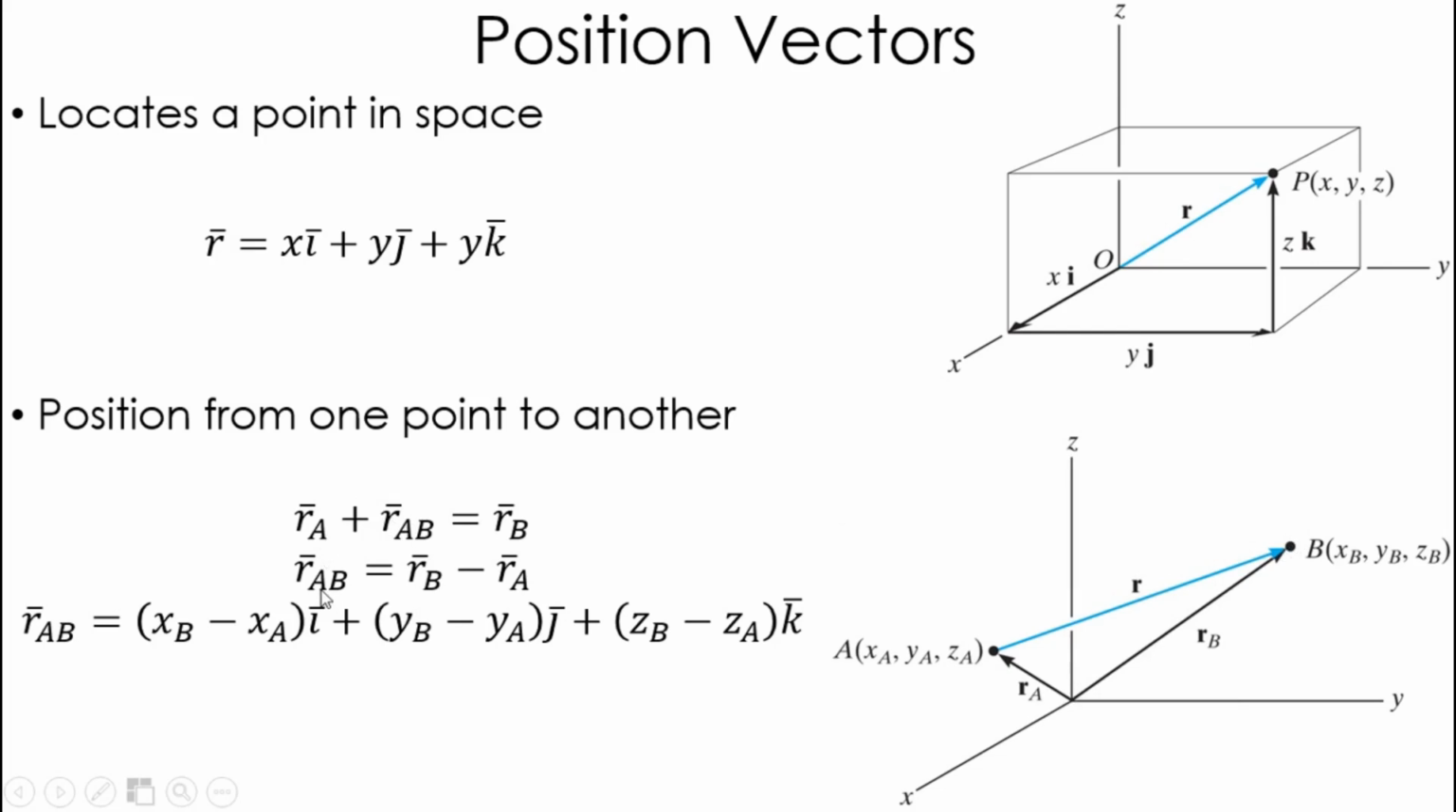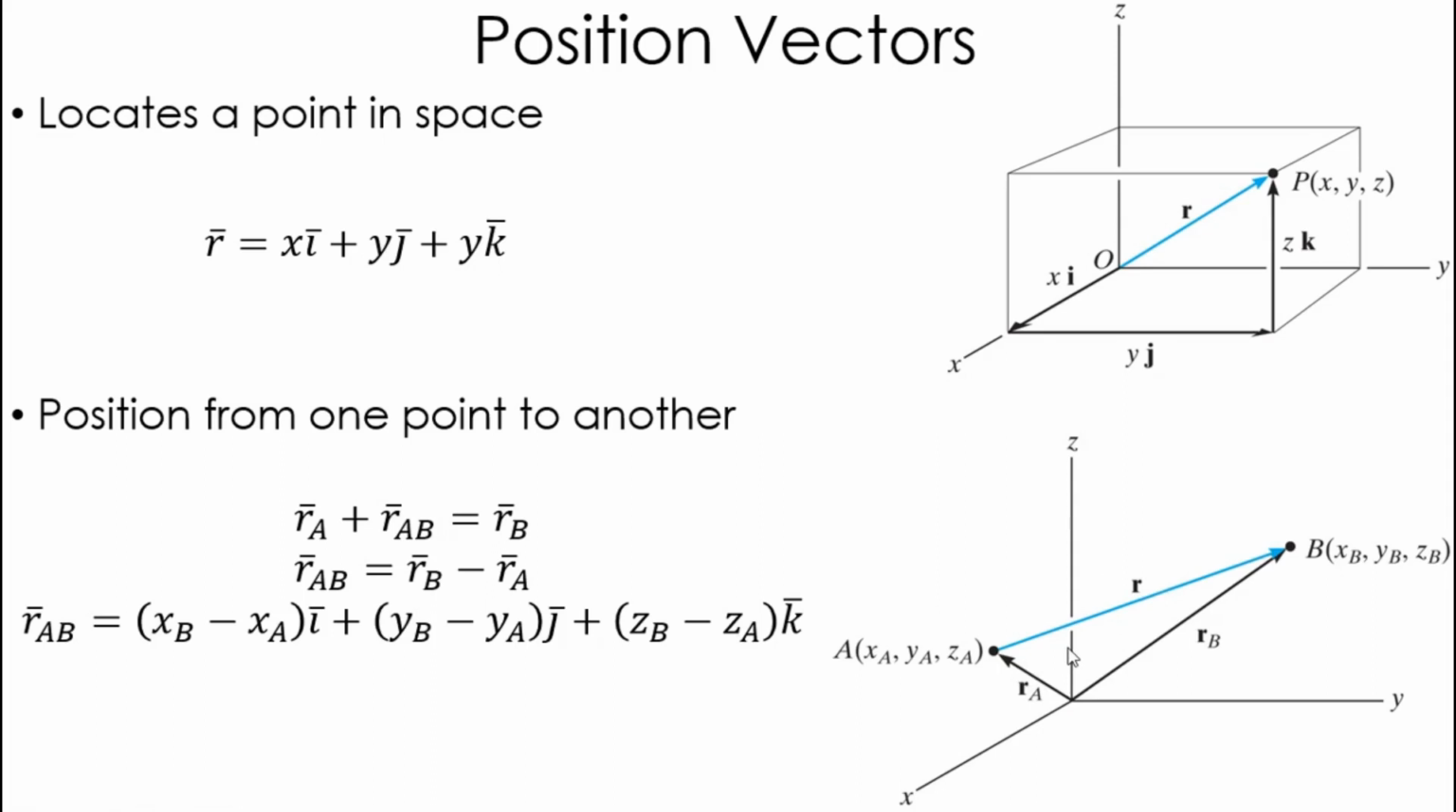So rearranging that and solving for the position vector between the 2 points, r_AB is just going to be the position of B minus the position of A. It's always final minus initial, basically where you're going minus where you started. I can do that for each component: final minus initial in the x direction, final minus initial in the y, and final minus initial in the z. That's really how I can find a position vector between 2 points. Just take the final position minus the initial position.